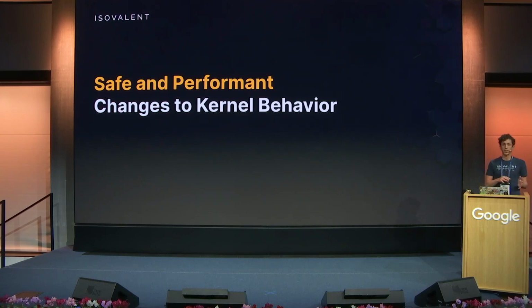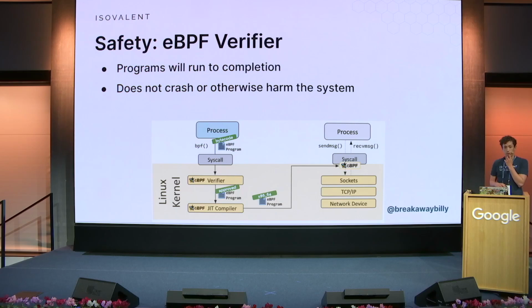And I think the key things here that you want to think about is the kernel is like a very critical system, right? So you want to have something that's safe and performant. Otherwise, if you're crashing your kernel, not very many people are going to be happy, and you're not going to be using eBPF for very much longer. So the first thing that eBPF has built in is this safety component. So that's where the eBPF verifier comes in.